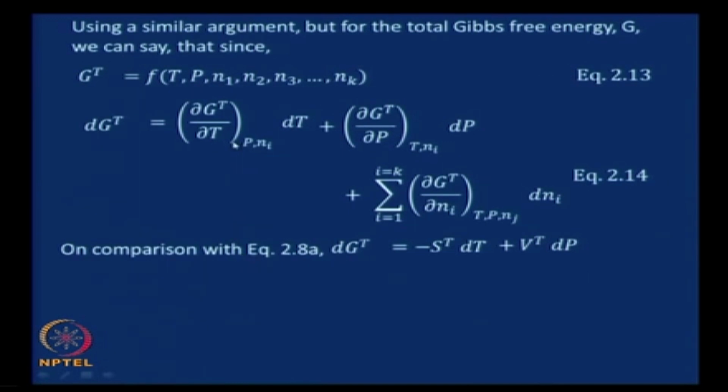If we compare this 2.14 with 2.8a, which is for a pure component system or a single component system, dGt equals minus St dT plus Vt dP, we can write dGt equals minus St dT plus Vt dP plus the remaining term which comes in for the multi-component case, since for a multi-component case Gt is a function of the amounts of all the components also. So we have this extra term here, summation of mu i dNi. We will call this equation 2.15.